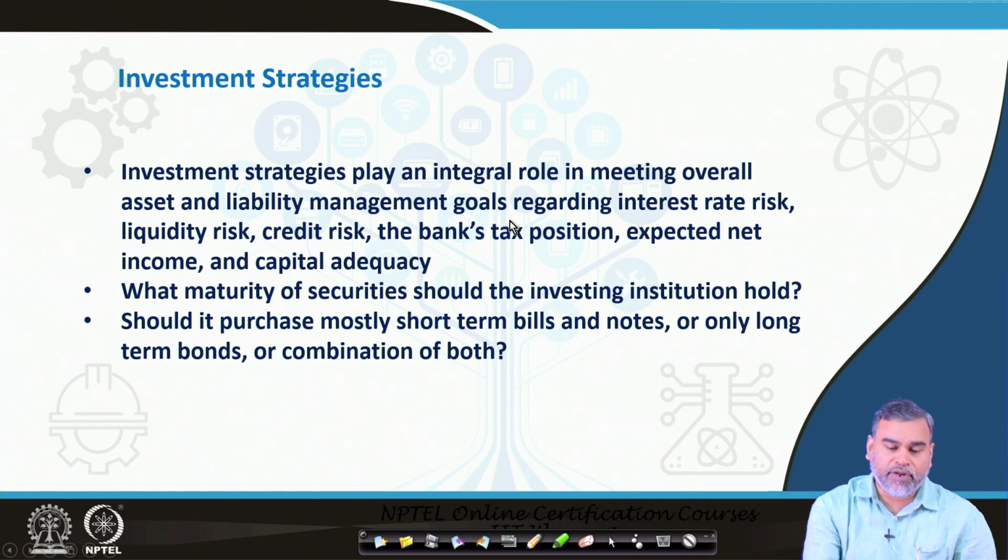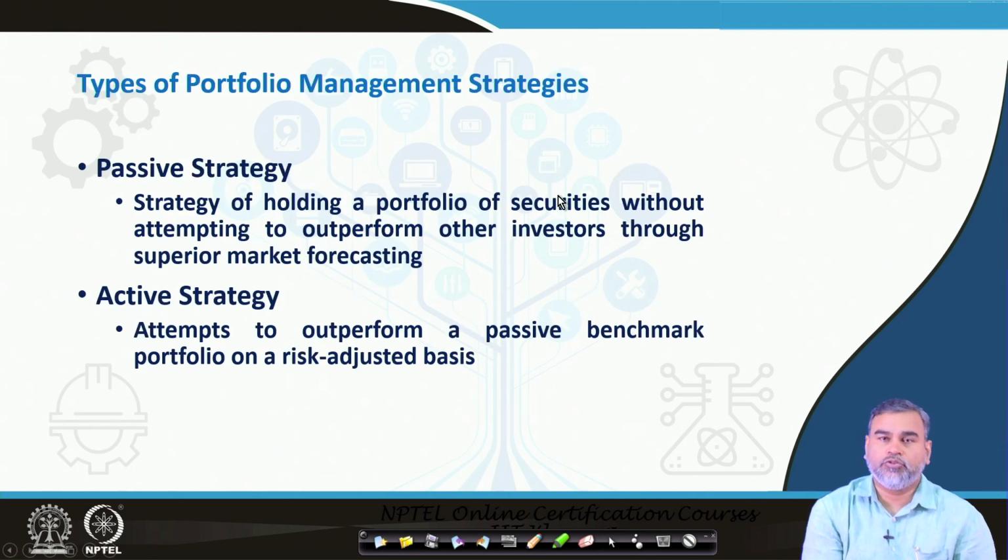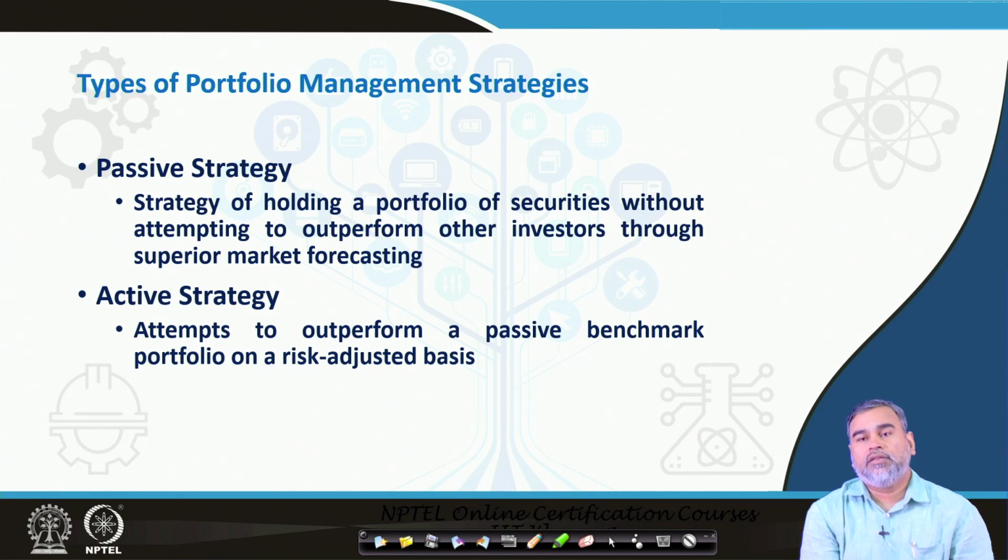Broadly, if you want to categorize strategy, it can be of two types: passive strategy or active strategy. What is the formal definition of these? Whenever we go by a passive strategy, you have to hold a portfolio of securities without attempting to outperform other investors through superior market forecasting. What does it mean?